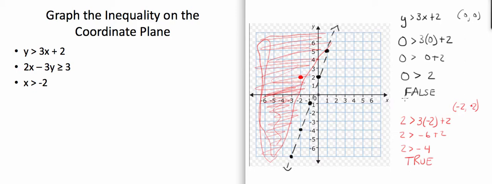The easiest way to do it, though, is to do 0, 0. If it's false, shade the other side. If it's true, shade that side. Okay? So going through, this was our first example. Let's take a look at the second example.